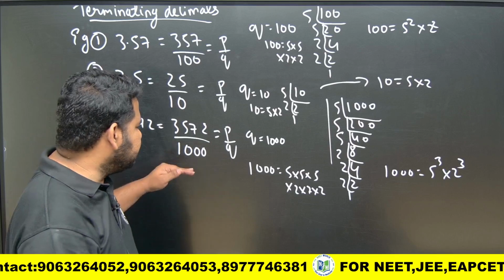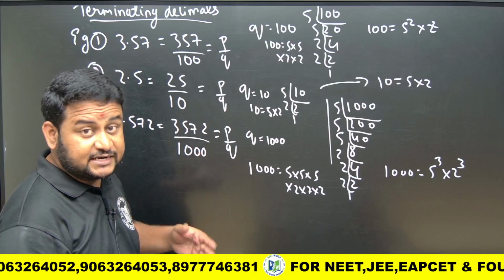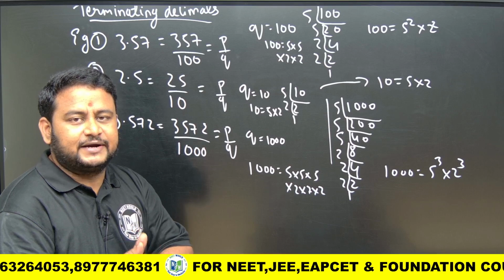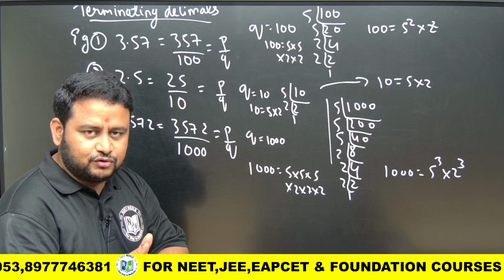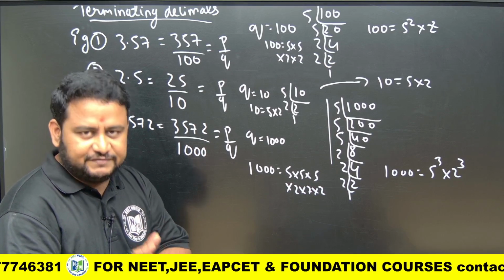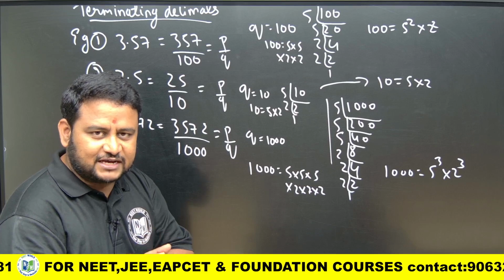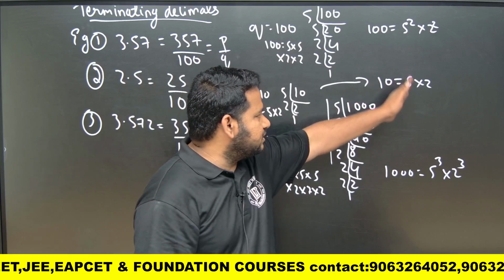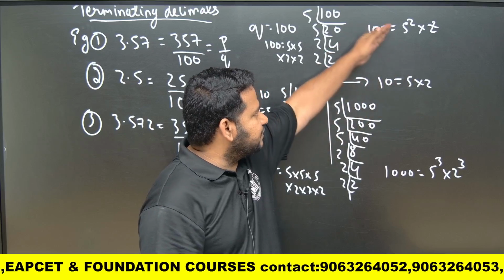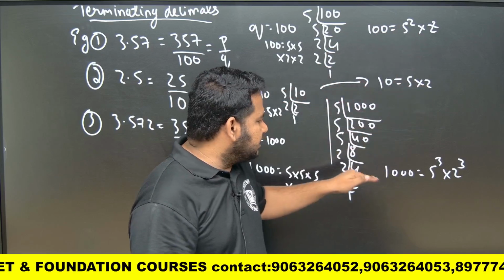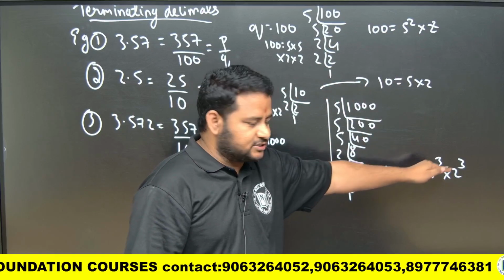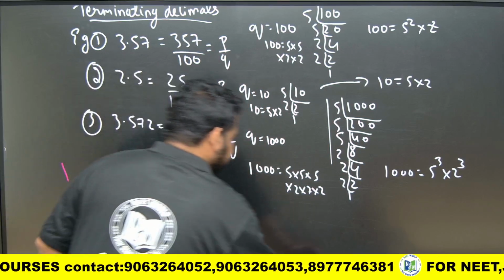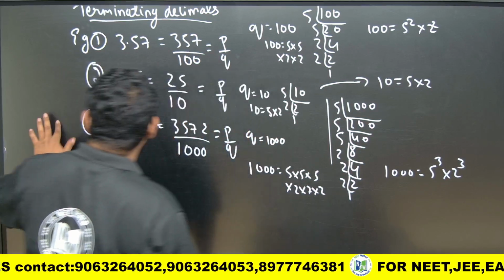That is, when we write terminating decimals in the form of p by q, the q will satisfy a property that the prime factorization of q will be in the form of 5 and 2, where 5 can be raised to any power or 2 can be raised to any power. In terms of 10, 5 is raised to 1, 2 is raised to 1. In terms of 100, 5 is raised to 2 and 2 is raised to 2. In terms of 1000, 5 is raised to 3 and 2 is raised to 3. So what can we conclude?